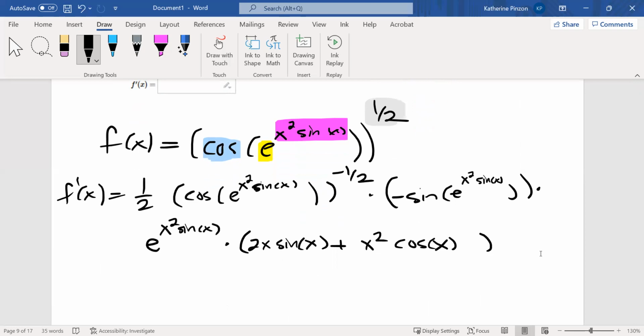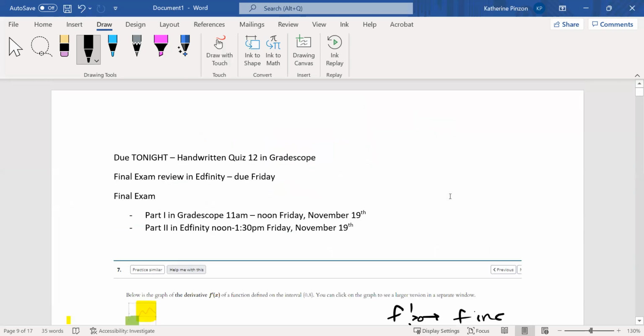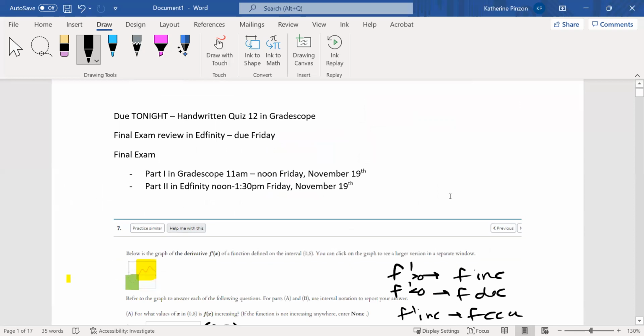It's like 7 and 15 or so. 7 on the handwritten part, and then like around 15 on the Edfinity. I can't remember exactly, but it's about that. One hour for the handwritten from 11 until 12, and 90 minutes for the Edfinity from 12 to 1:30.